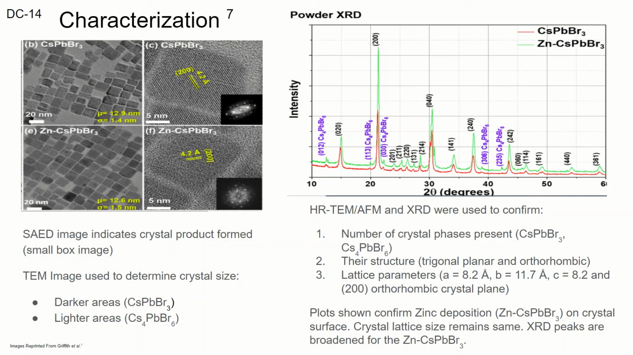We can use XRD to find the number of crystal phases present and confirm their lattice structure and lattice parameters. For example, in the XRD spectrum shown, we can see that the sums of the Miller indices are multiples of 2. So we know that the crystals are arranged in a body-centered cubic structure.